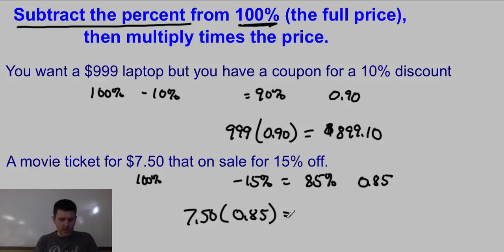Let me type it in here correctly. I get 6.375, but we talked about it. When it's longer than 2 decimal places, we want to round to the hundredths place. A 5 tells us to round up, so it's going to round to $6.38. So when we're talking about a discount, we're subtracting that percent from 100 because it's being subtracted away from our price, and we're figuring out what percent is left over.